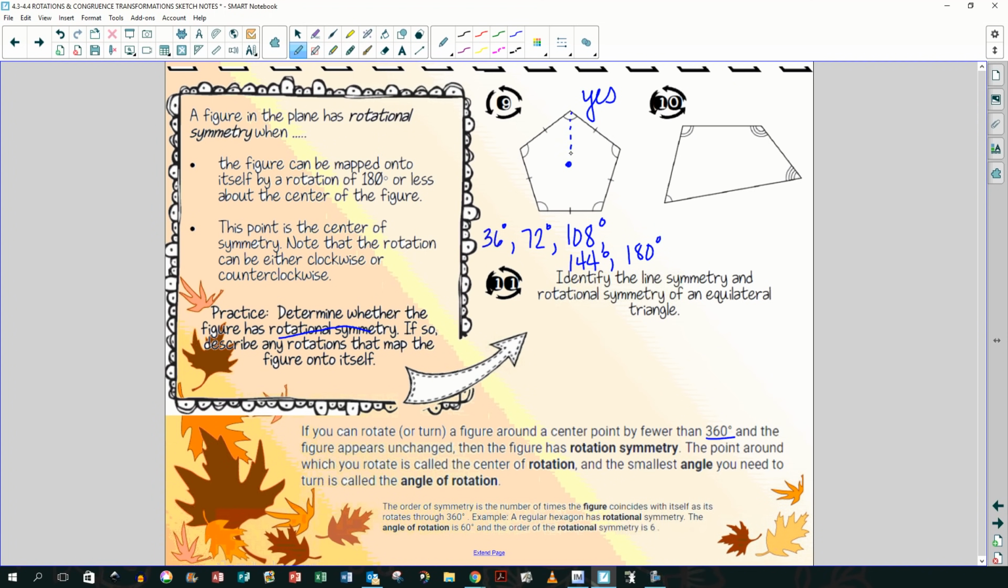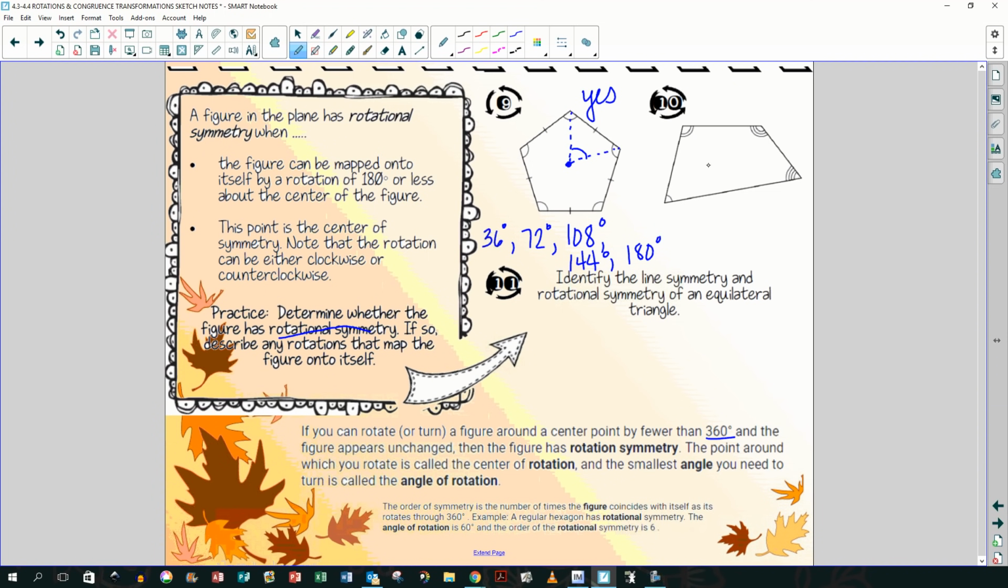Basically, what I did is I took 360. So this would be if I rotated it this way. So that would be, okay, rotate it there. It's in the exact same spot again. Rotated another 36 degrees, rotated another 36 degrees, rotated another 36 degrees.